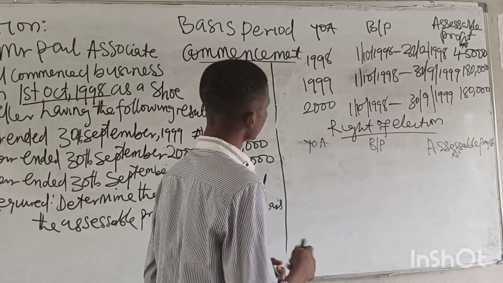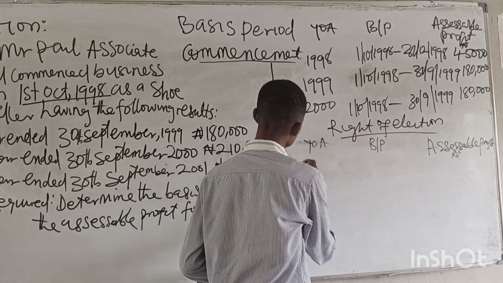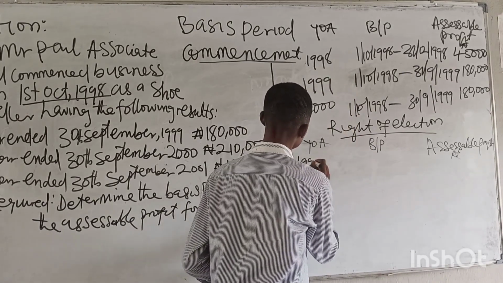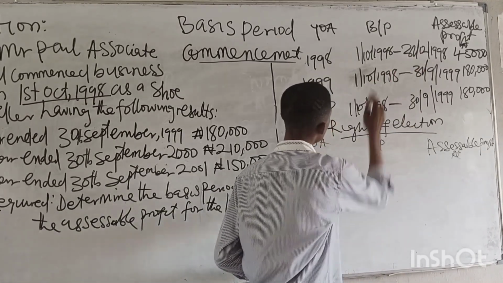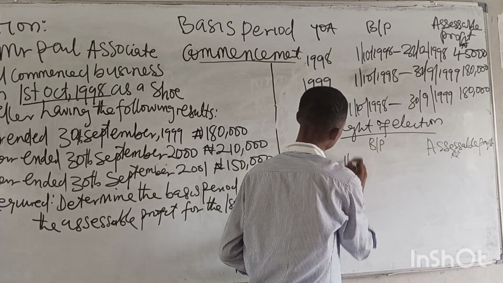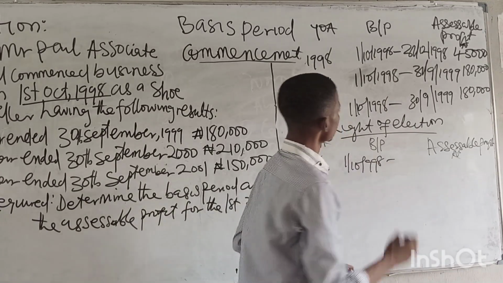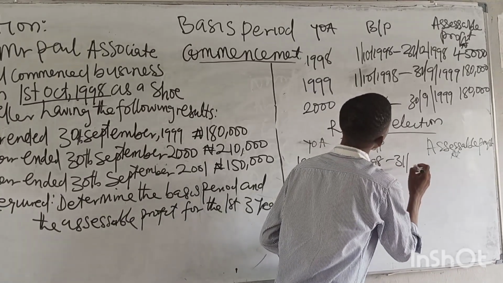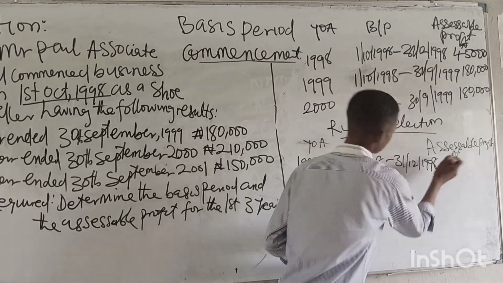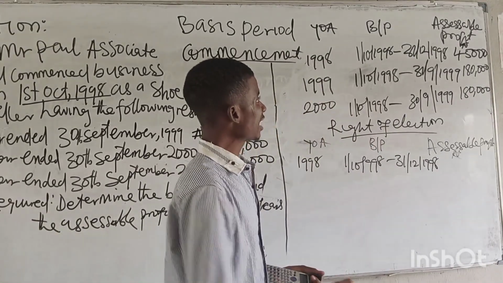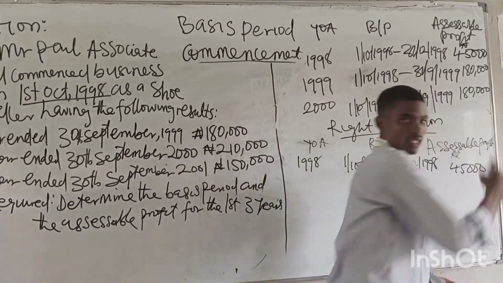So now, starting from where the business commenced operation, the year of assessment, which is 1998, the basis period will still be the same thing because the business commenced here. We say first 10, 1998 till 31st December 1998. And the assessable profit will still be the same, which is 45,000 naira. It will not change.